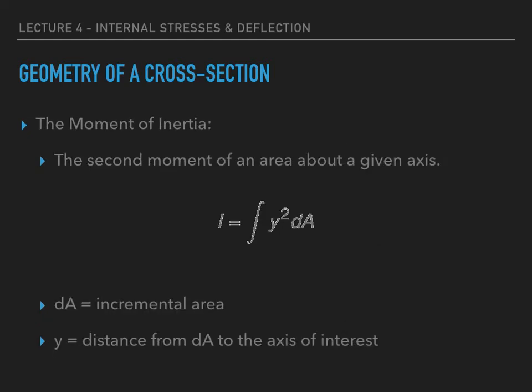Technically speaking, the moment of inertia is the second moment of an area about a given axis. I know that's overwhelming and there's the integral that it equals, but don't worry about that. We're not going to use an integral. We're just going to think about this conceptually, and I'm going to give you some pretty straightforward formulas to use to calculate this.